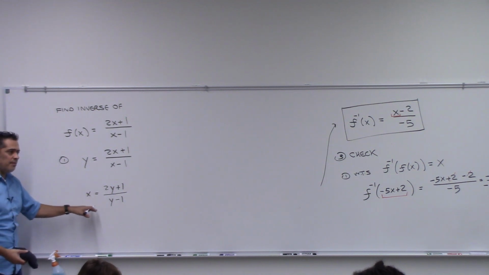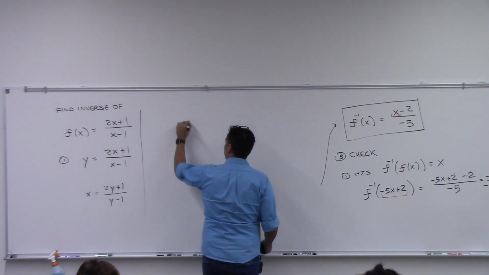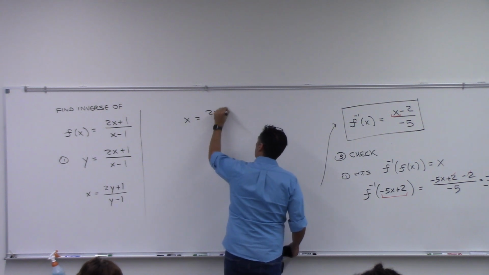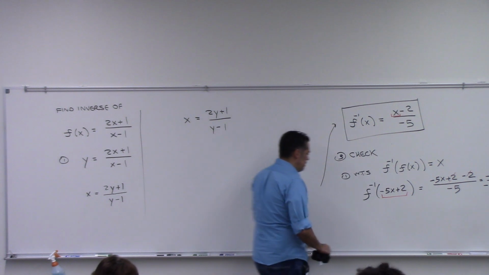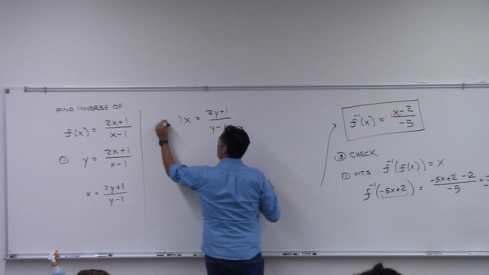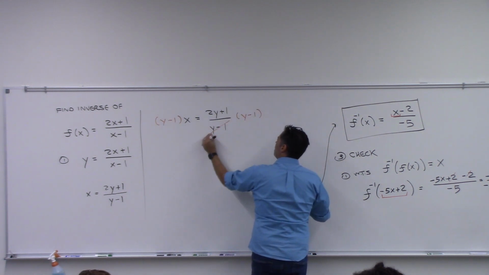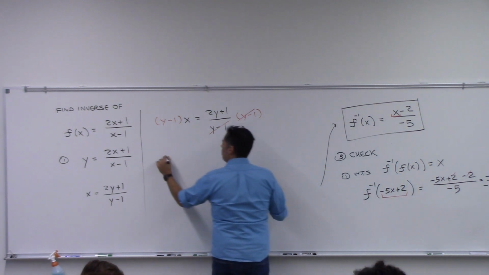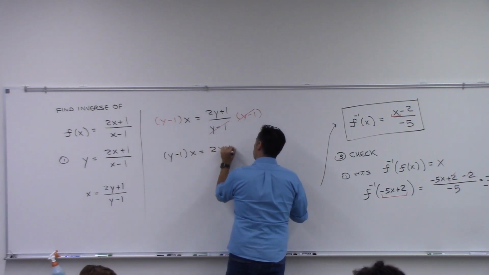Getting y by itself. So what I need to do here first is clear the fractions. So I'm going to multiply both sides of this equation by y minus 1. That allows this to go away, right? And on the left side, I will have y minus 1 times x equals, this will just be 2y plus 1.